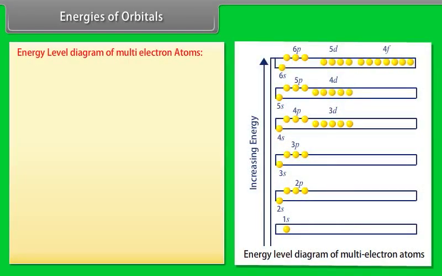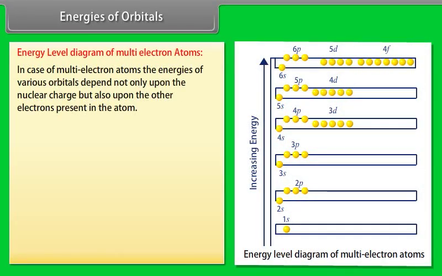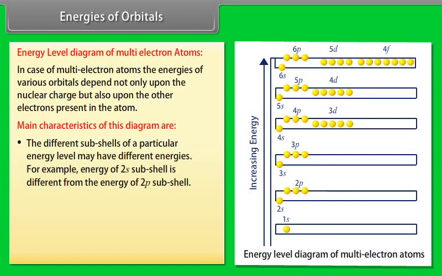Energy level diagram of multi-electron atoms. In case of multi-electron atoms, the energies of various orbitals depend not only upon the nuclear charge but also upon the other electrons present in the atom. Main characteristics of this diagram are: Number 1, the different subshells of a particular energy level may have different energies. For example, energy of 2s subshell is different from the energy of 2p subshell.